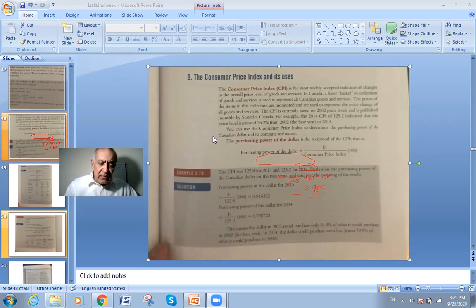Let's see now. If I talk about this example in front of me, in red here, you will see the purchasing power of $1 equals 1 by the CPI by 100.